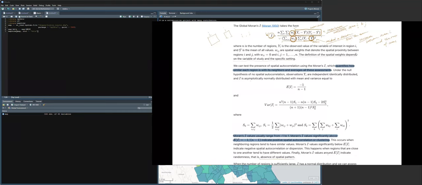And then we can test these correlations using the Lorentz index, quantifying how similar a region is to each neighbor, and then average all of these assessments.